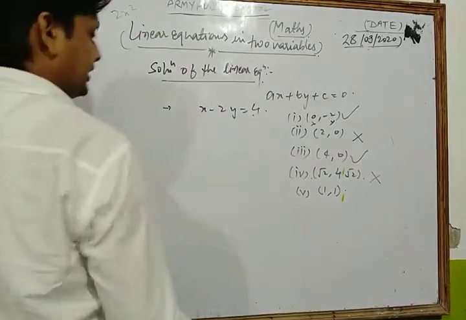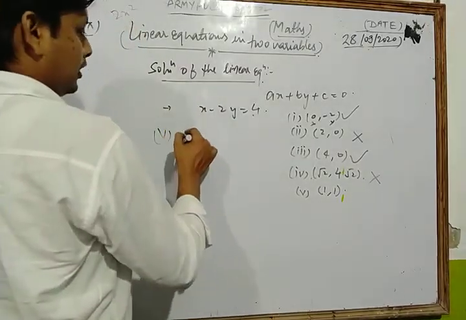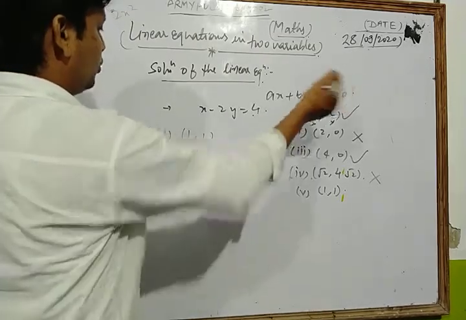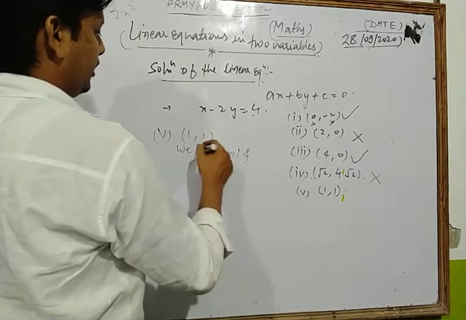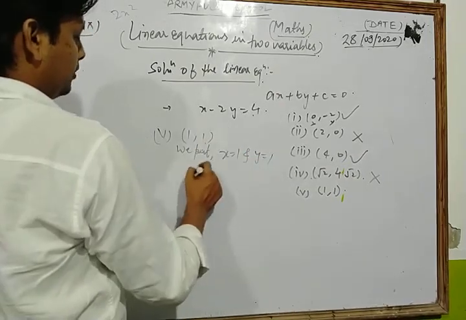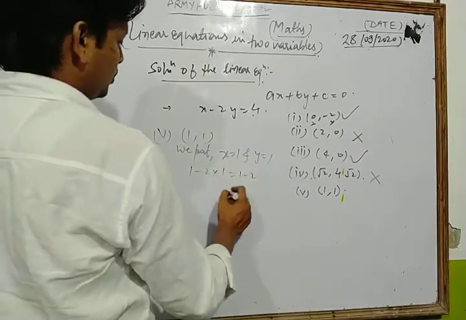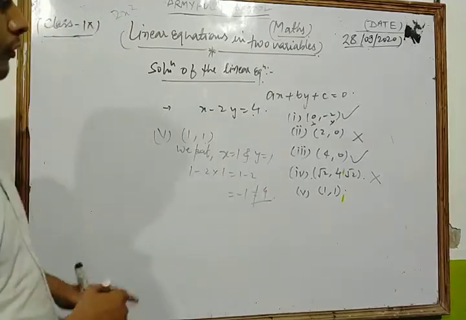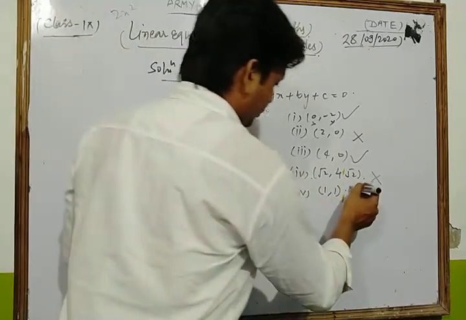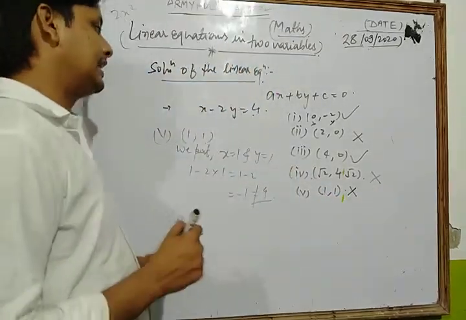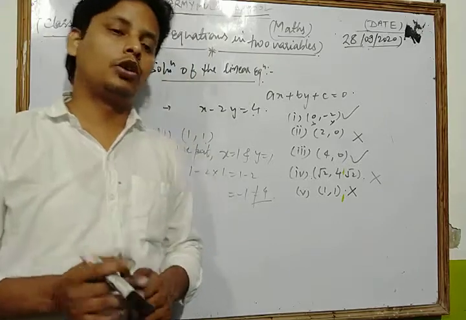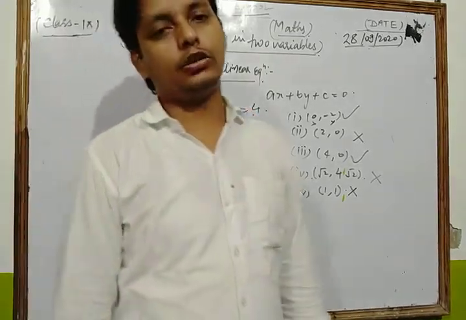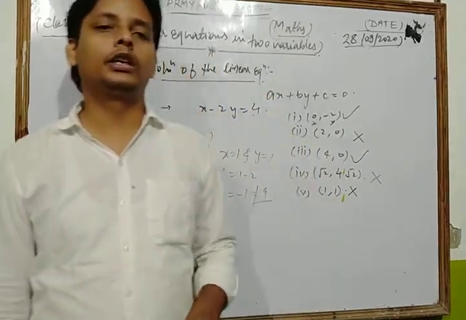Now let's take the fifth part of this question, which is (1, 1). Now we put x is equal to 1 and y is equal to 1, then we get 1 minus 2 into 1, this is 1 minus 2, which is equal to minus 1, which is not equal to 4. Thus we can say that the value (1, 1) is not a solution of the given linear equation.